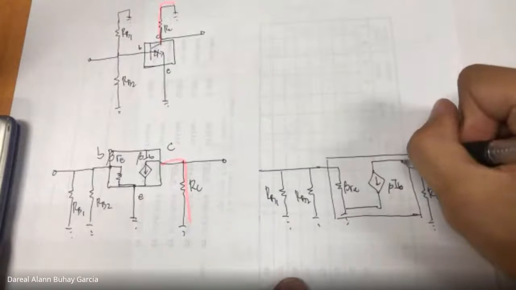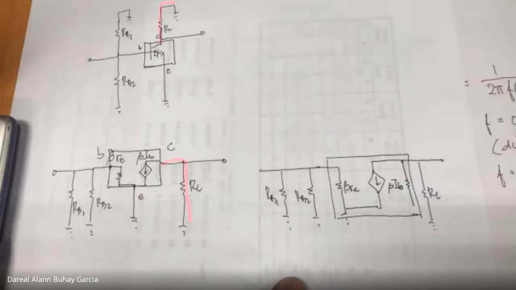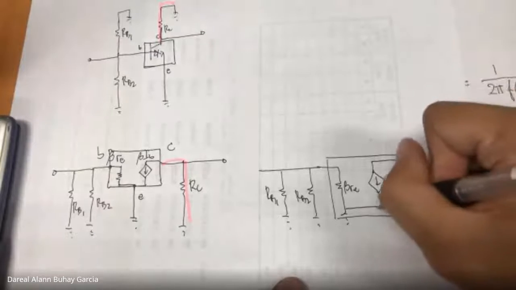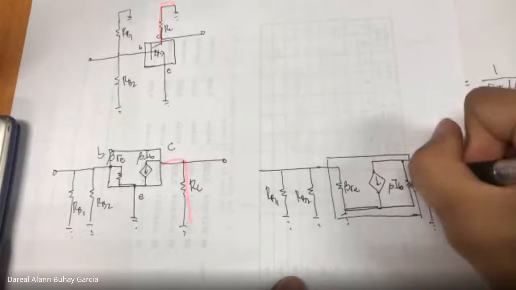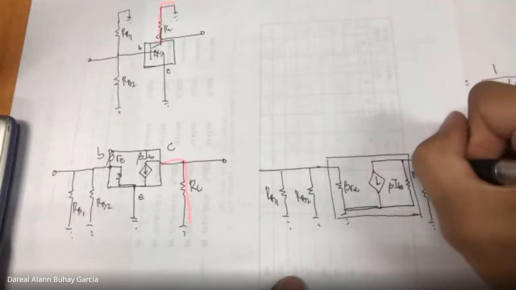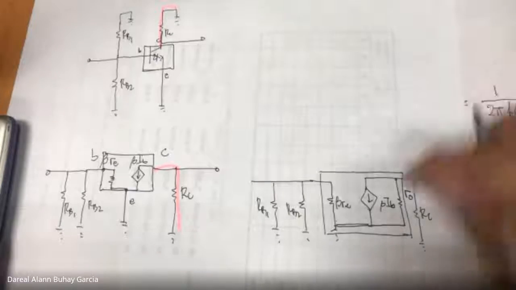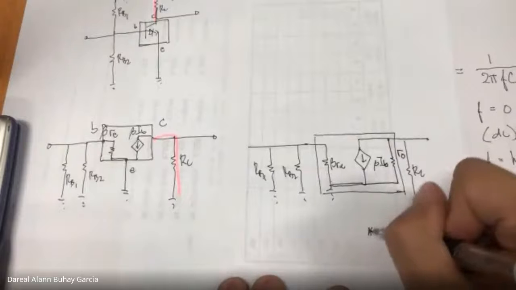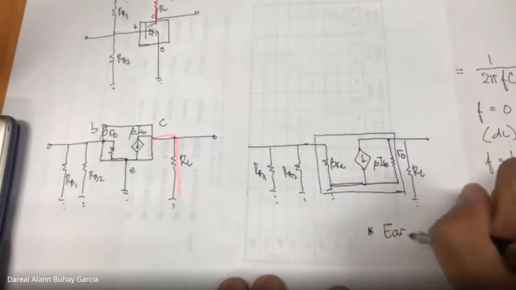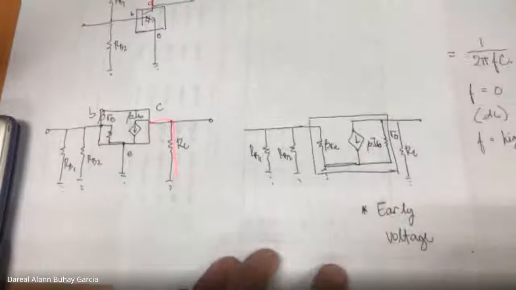We have a parameter here, a resistor. So a resistor is connected to ground, connected to E, so all three are connected. We have a resistor that we call RO, letter RO, to compensate for what we call the early voltage.